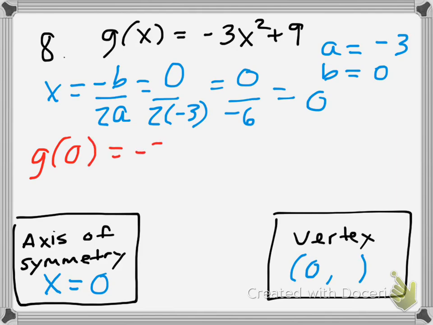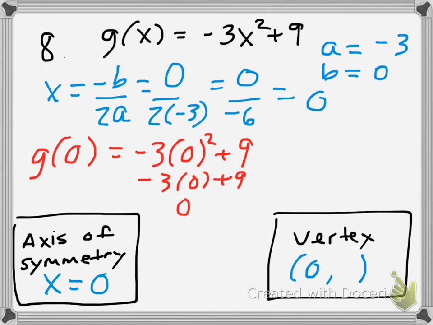So that's equal to -3, so I'm plugging in 0 and squaring it plus 9. So to simplify my first term here, which is -3 times 0 squared, exponents are applied first, so 0 squared is 0, so that's -3 times 0 plus 9. So -3 times 0 is just 0 plus 9, so my y-coordinate is 9.